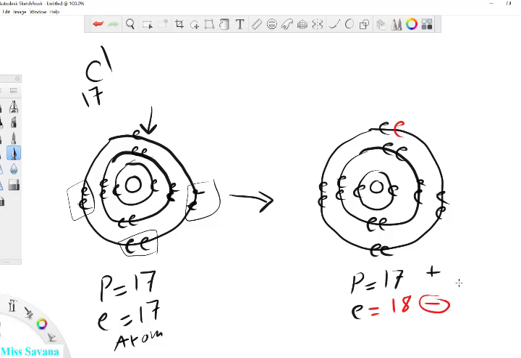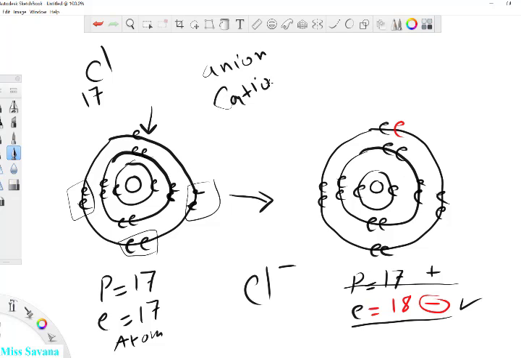So tell me, which one should I put? Should I put 17 or should I put 18? This one or this one? That's right, I should put the 18. So the chlorine will show a negative sign. That means, is it an anion or a cation? What do you think? Definitely, it's an anion. So this is the chlorine. Guys, it's as simple as that.